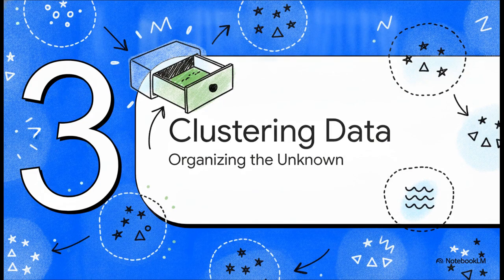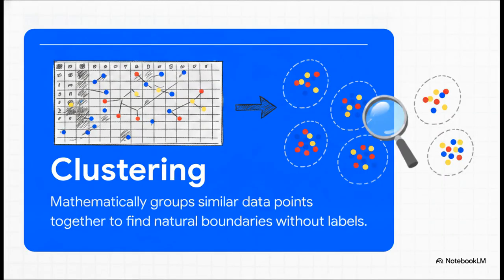Section 3. Clustering, grouping the data. Or organizing the unknown. You know when you look at a massive spreadsheet of user behavior and you see absolutely nothing but noise? Well, clustering is the exact tool set you reach for. By definition, clustering algorithms mathematically group similar data points together. They find the natural boundaries in your data without you having to tell them what those boundaries should even be.